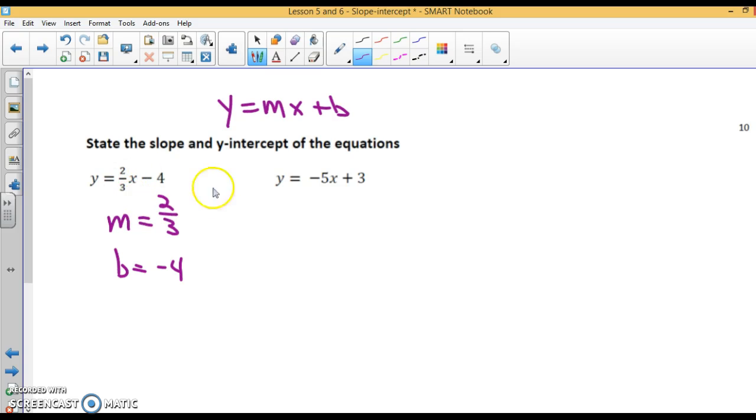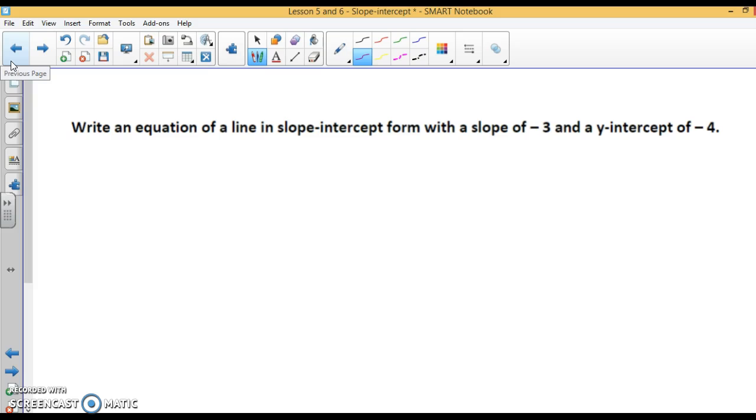Why is it -4? Because look, this is plus b. So if I rewrote this as an addition problem, wouldn't it be add the opposite, so plus -4, so the y-intercept is -4. Here again, y equals mx plus b. Slope is -5, y-intercept is 3. Now, we are going to do later on in this unit problems that are not already in slope-intercept form, and you have to transform them into that form, but we're not worried about that right now.